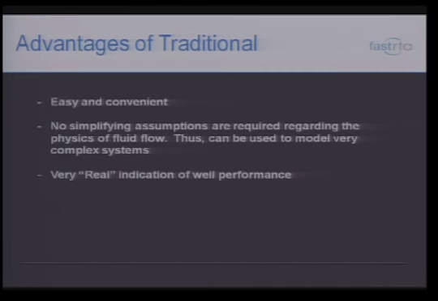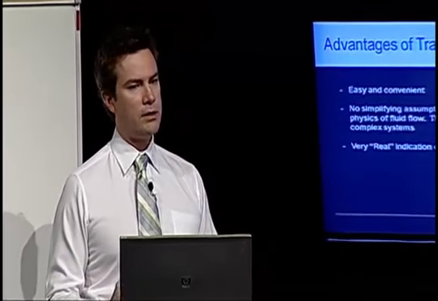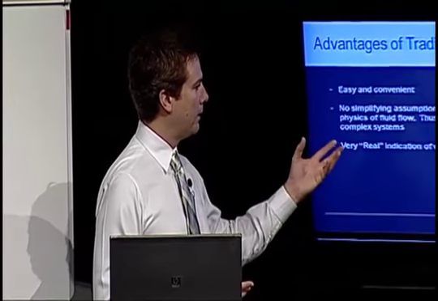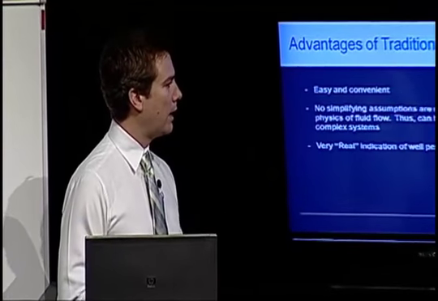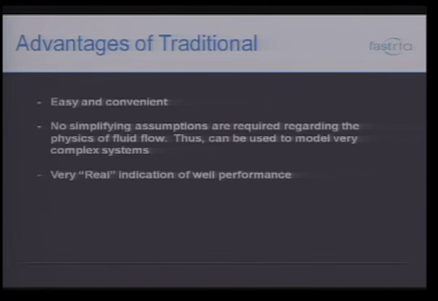For example, I can put a decline curve on any trend that I see in production data. Analytically, I have to make assumptions about that system before I can analyze it. Empirically, I can analyze anything. So that can be an advantage because we know that real reservoirs are very complex. So it's nice to have a method that I can apply just based on the trend of the data. It's a very real indication of well performance.